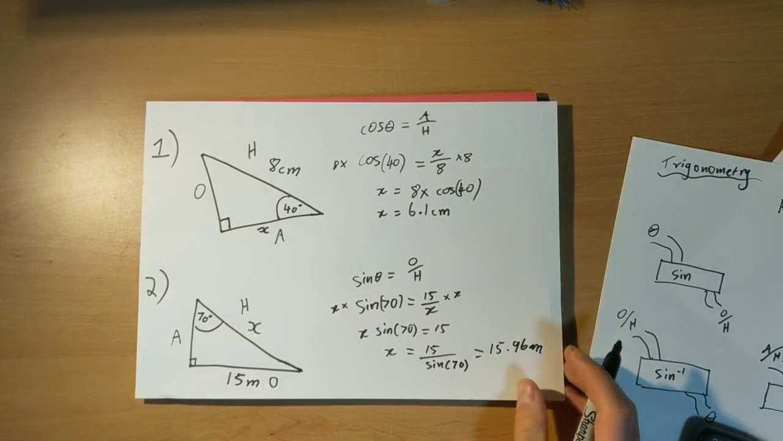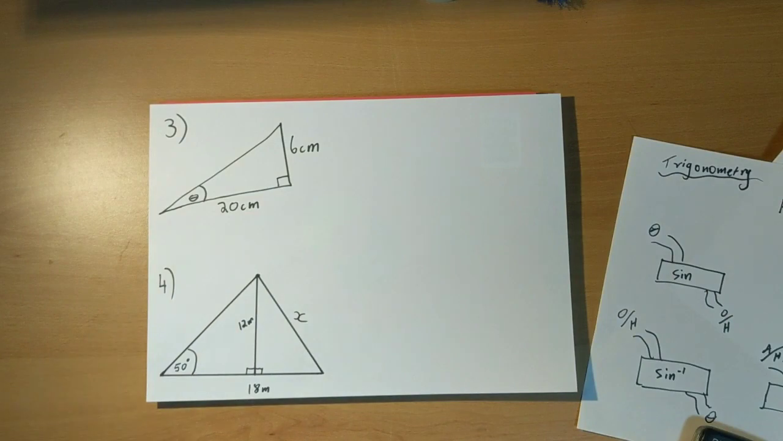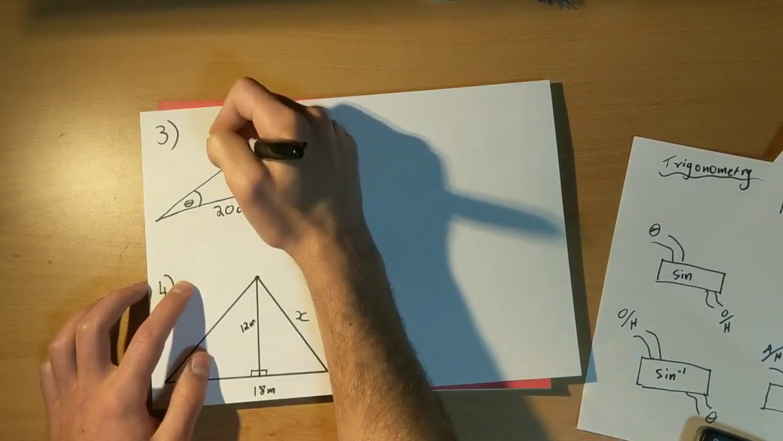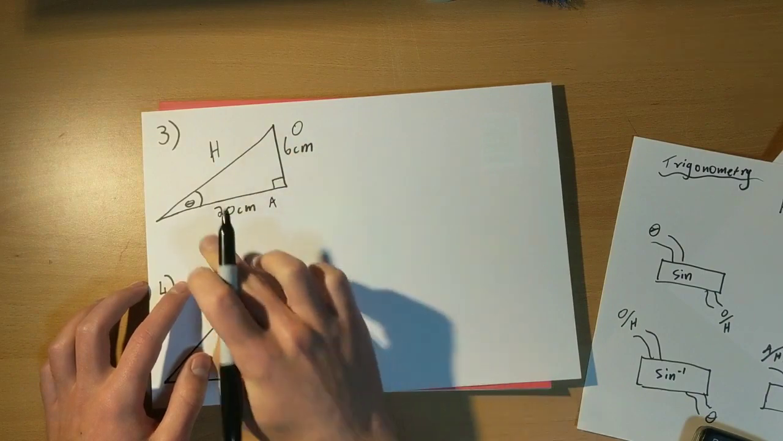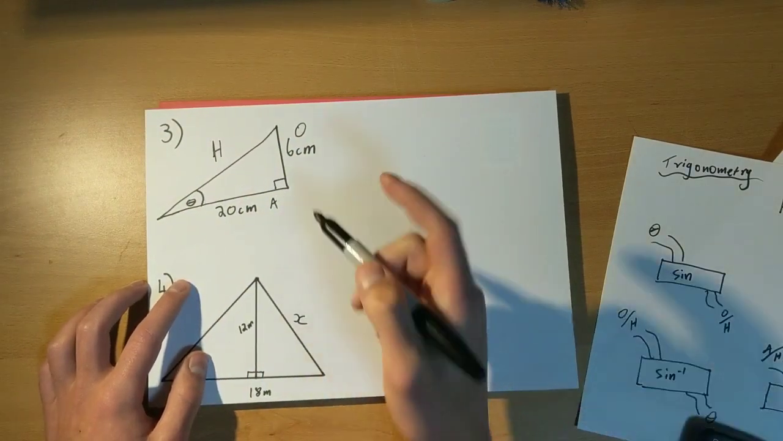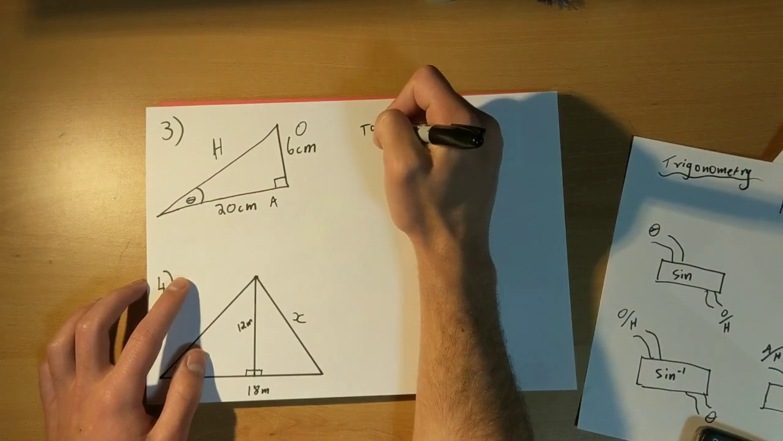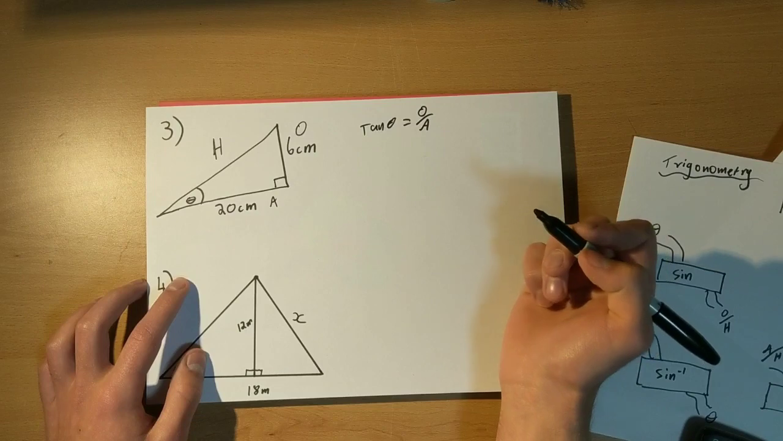Let's do 2 more examples. Question 3 here is now giving me side lengths. So if this is my angle theta, then this is the hypotenuse, adjacent, and opposite. It's giving me 2 side lengths, and I need to find the angle. The 2 side lengths it's giving me are the opposite and the adjacent, so I'm going to use the fact that tan of theta equals opposite over adjacent.